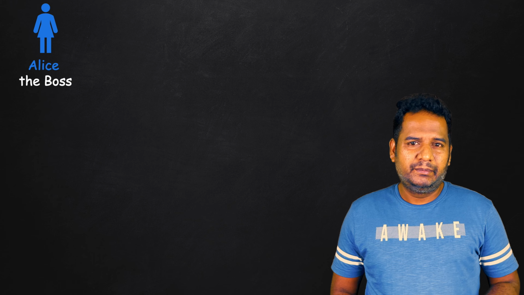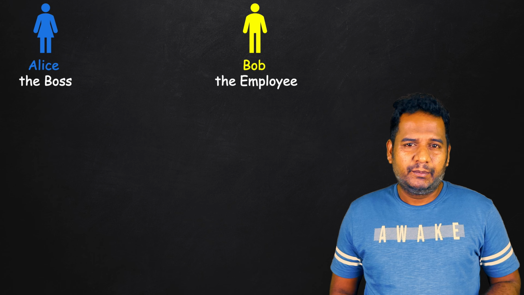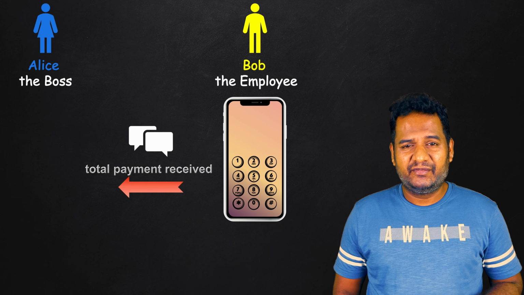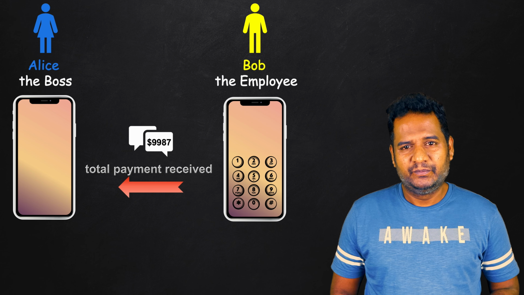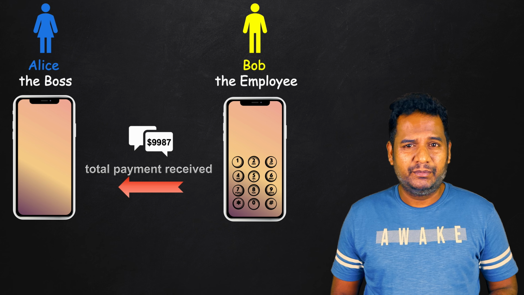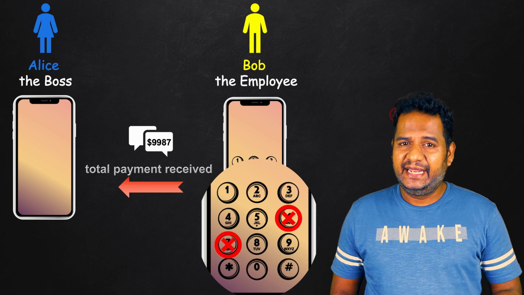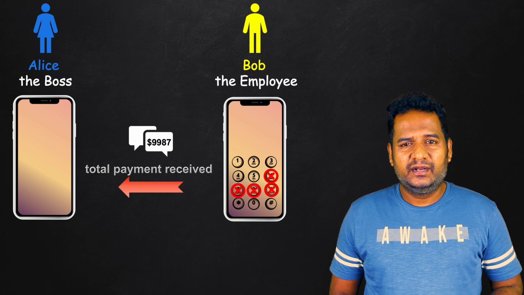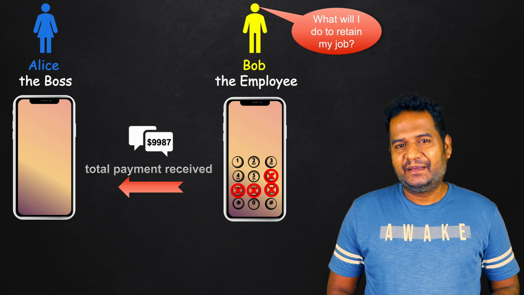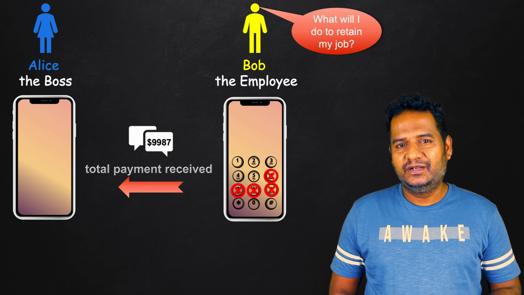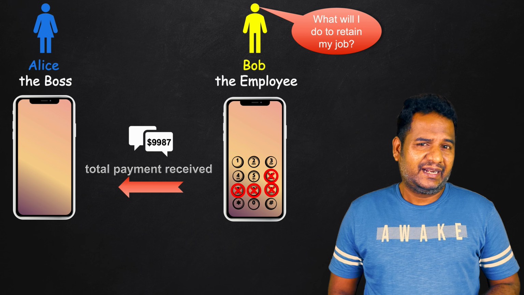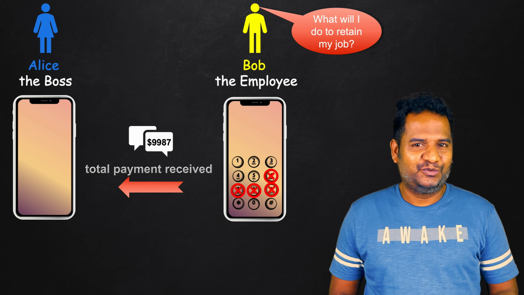Alice is a boss in a big organization and Bob reports to Alice. Bob's work is to share the total payment received every hour with Alice through SMS. However, today Bob has an issue with his mobile: he cannot type numbers 6, 7, 8 and 9. So he has ordered a new mobile phone, but it will be delivered only tomorrow. In the meantime, Bob needs help from us to convert the payment amount represented in decimal to a number system where there are only 6 symbols, that is 0 to 5.